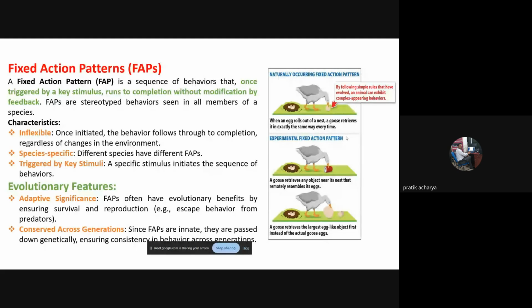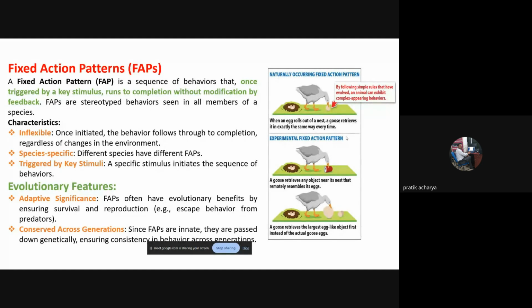So the characteristics of fixed action pattern are inflexible, specific, triggered by key stimuli. Inflexible means once initiated, the behavior follows through to completion, regardless of changes in the environment. When a dog is barking, when a dog is starting any kind of facial expression towards a cat or any other prey, any other kind of external stimuli cannot change those facial expressions at that time. That is known as the fixed action pattern performed by the organism.